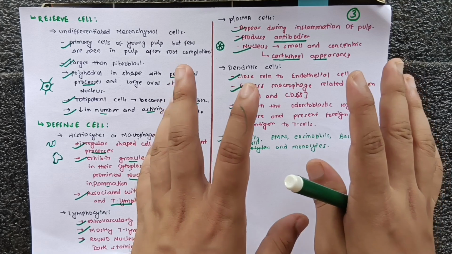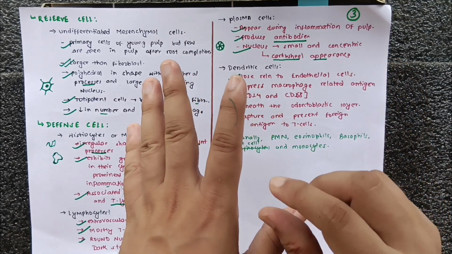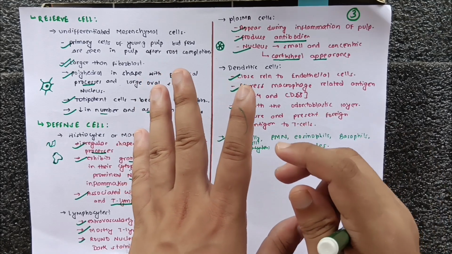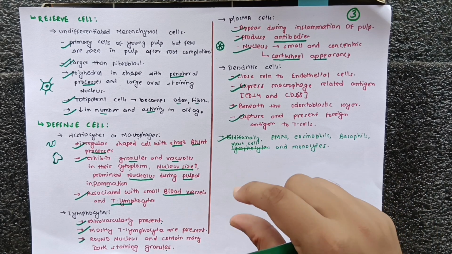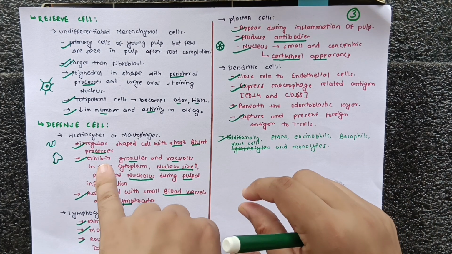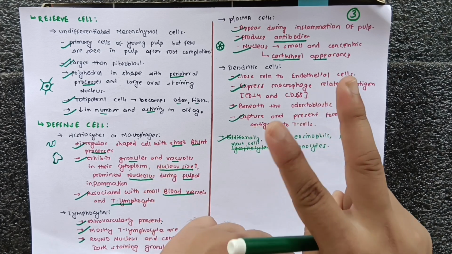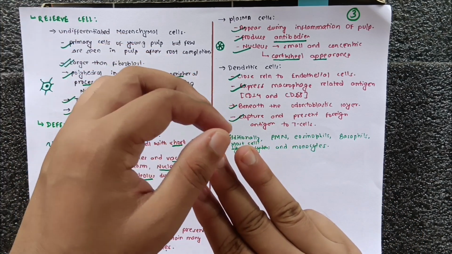The main function you should remember about these is that they engulf the foreign particle and degrade those foreign particles inside their cytoplasm, inside the cell, by different kinds of granules and vacuole secretory vesicles present inside it. It is an irregular shaped cell with blunt processes. You should remember those 2 points, and it is closely associated with the blood vessel and the T lymphocyte.